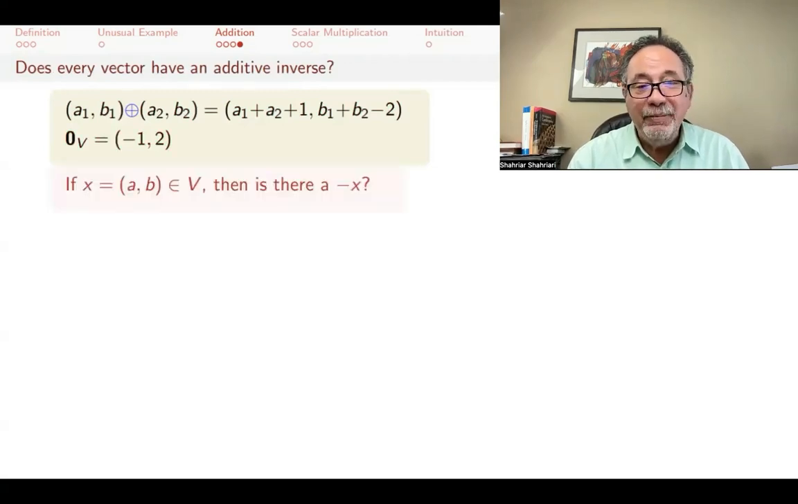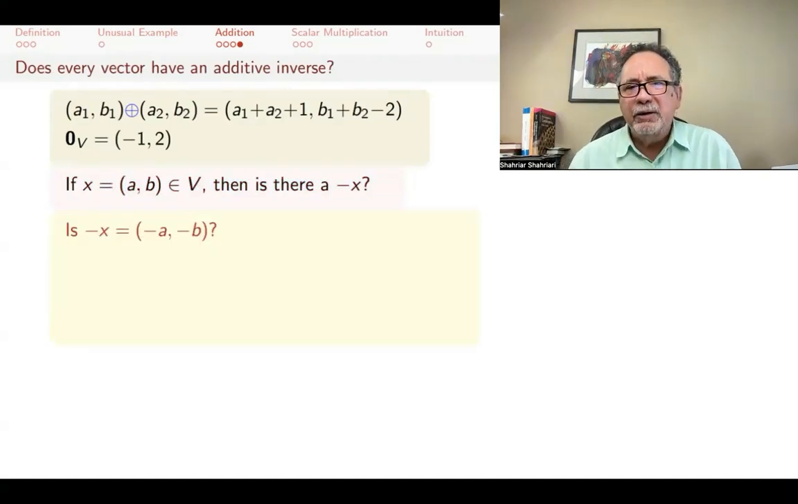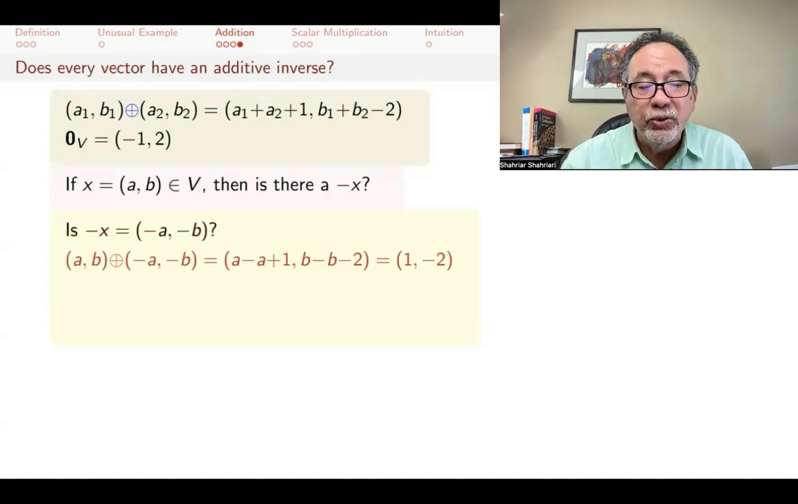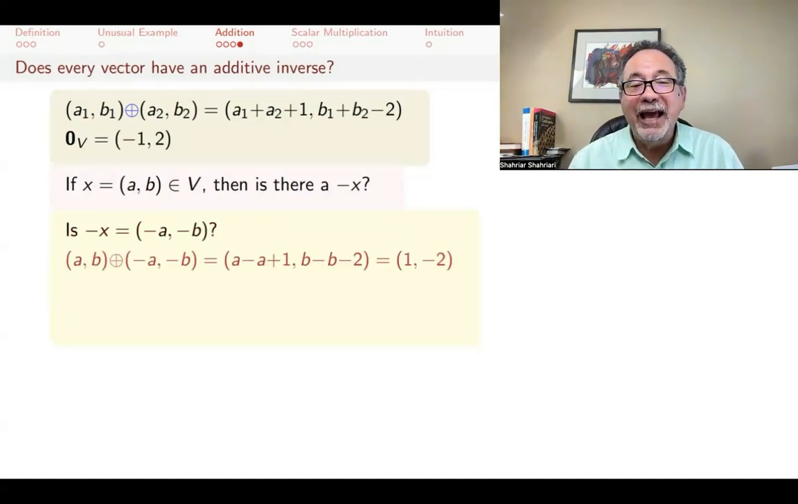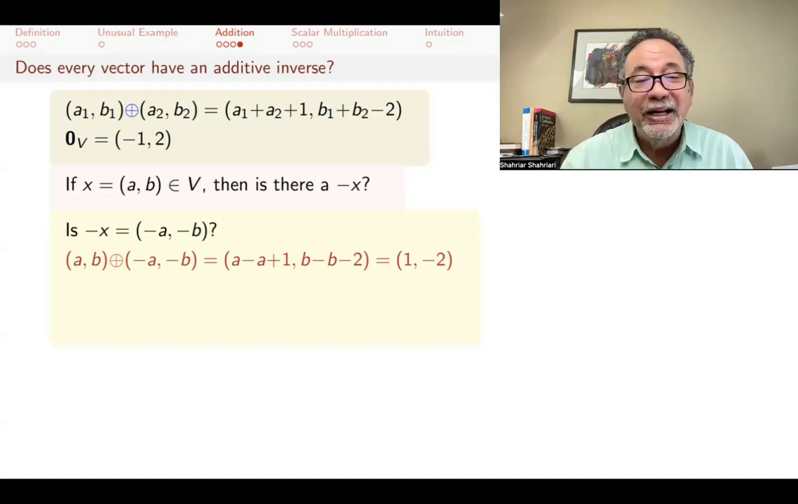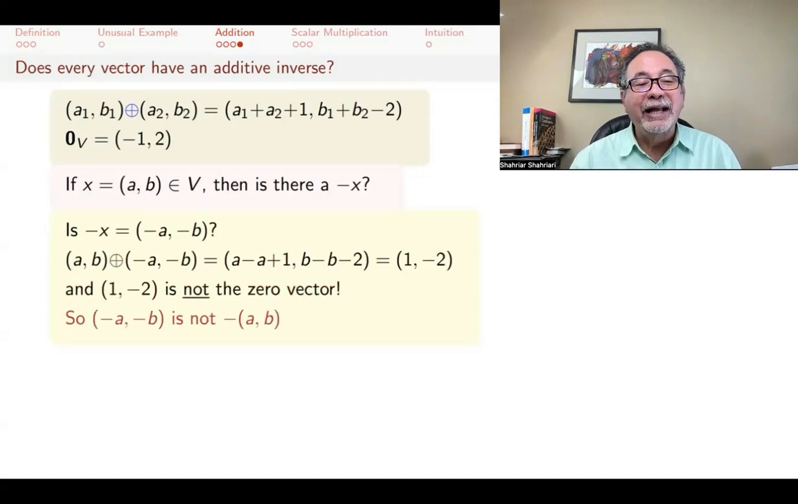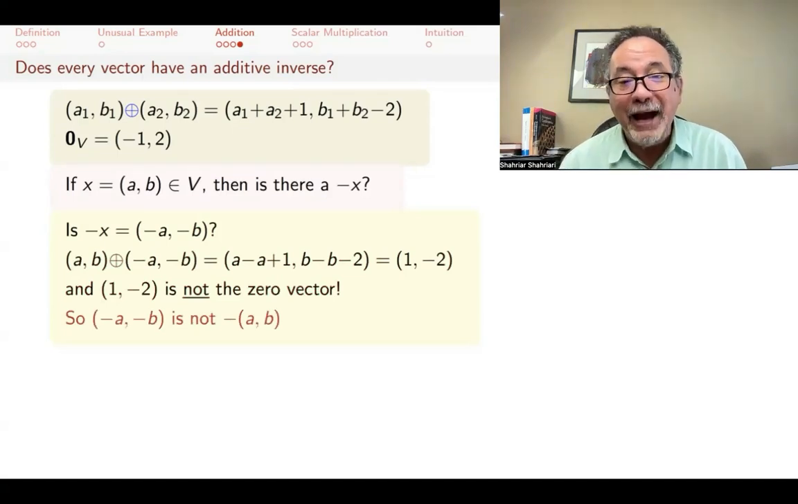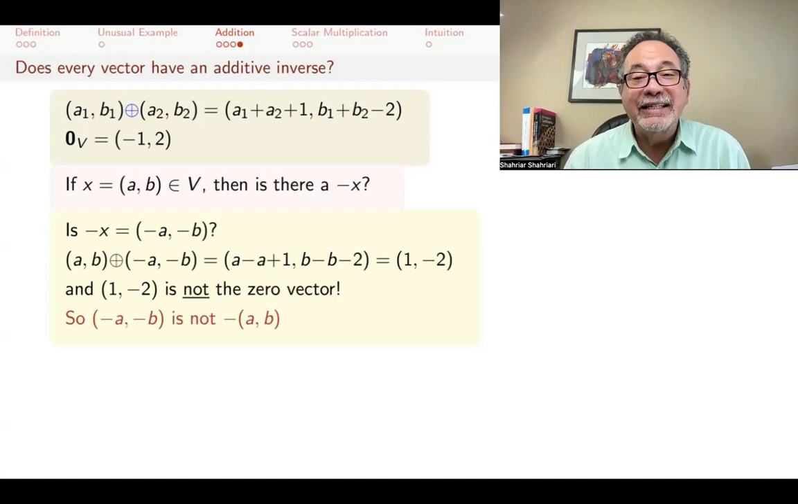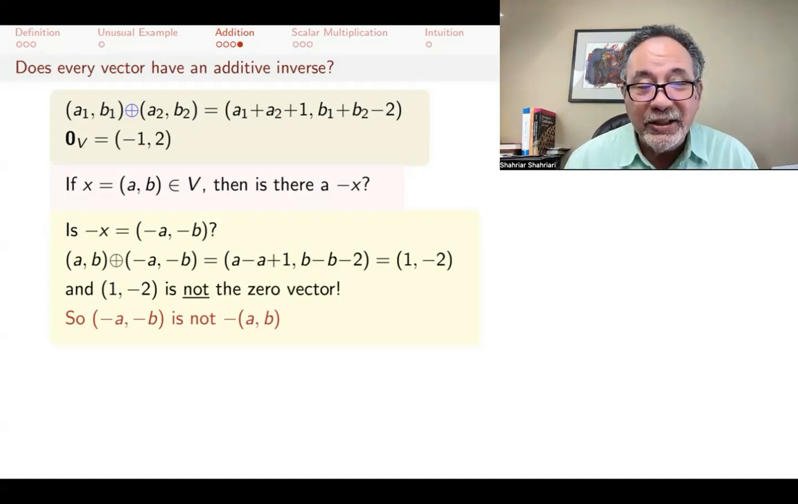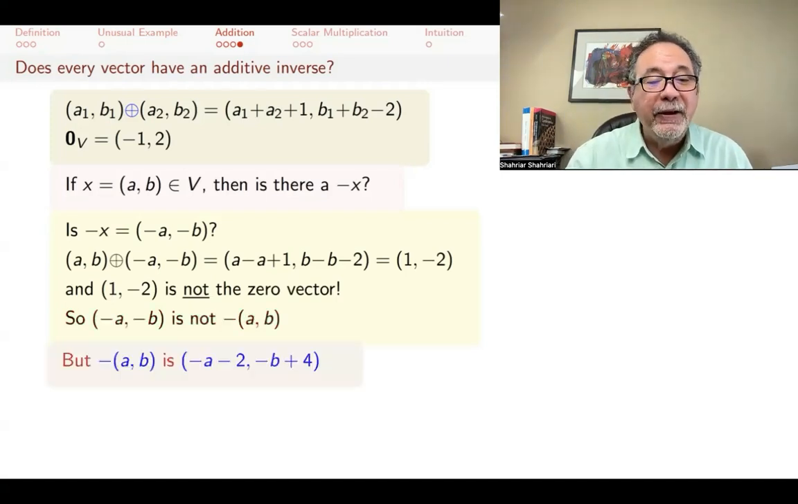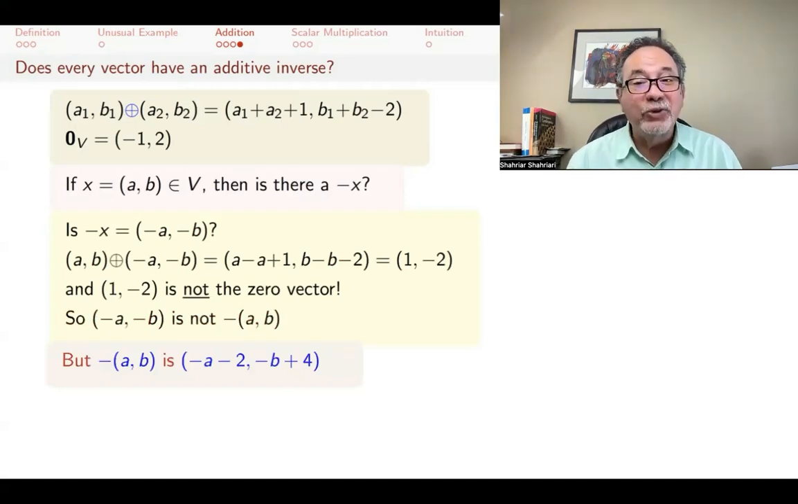If x is (a, b), then is there a minus x? That's the question. Can you say if x is (a, b), minus x had better be (minus a, minus b)? That's not true, because if you take (a, b) and (minus a, minus b) and add them, you get (1, minus 2), which is similar to (minus 1, 2), but it's not (minus 1, 2). It's not the zero vector. And so (minus a, minus b) is not the same as minus (a, b) in this world. If minus (a, b) is the thing that when you add to (a, b), you get 0, that's not (minus a, minus b). But minus (a, b), the thing that you add to (a, b) to get 0, is actually (minus a minus 2, minus b plus 4).